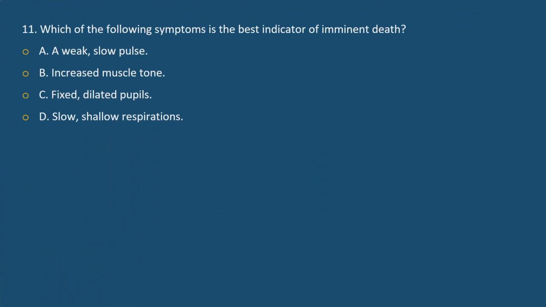Question 11. Which of the following symptoms is the best indicator of imminent death? A. A weak, slow pulse. B. Increased muscle tone. C. Fixed, dilated pupils. D. Slow, shallow respirations.